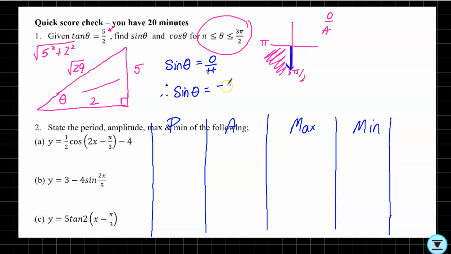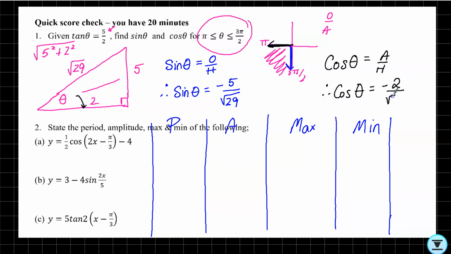What's my opposite? 5. My hypotenuse is root 29. Our cosine, right? That doesn't really change colour, does it? We'll go black. Our cosine is going there, so that we know is also negative, and we also know that negative divided by negative is a positive, and we know that cos theta is adjacent over hypotenuse, so therefore cos theta will be, right, adjacent is here, negative 2 over root 29.